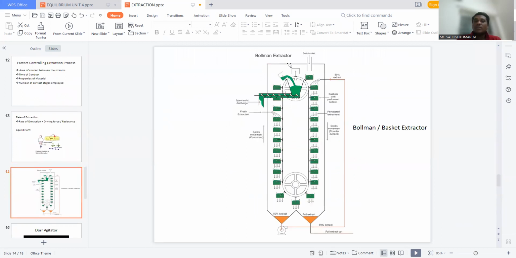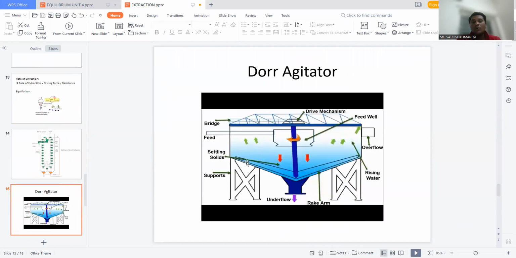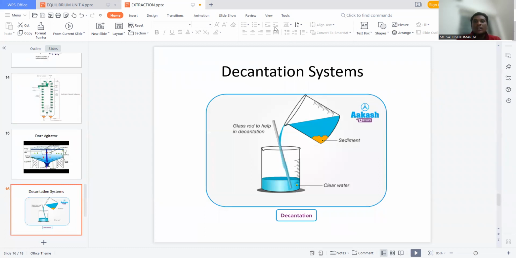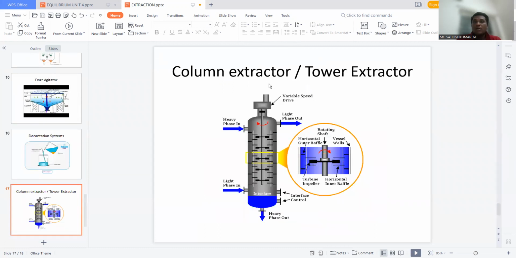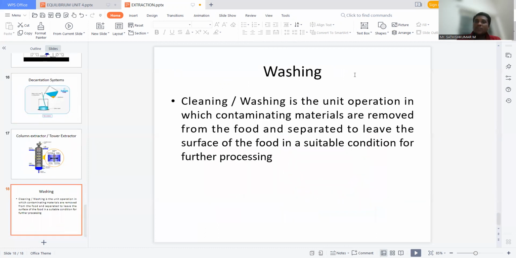The Bollmann extractor is a perfect example of a solid-liquid extraction process. The rotating disc contactor is a perfect example of a liquid extraction process. Decondensation systems are examples of liquid solvent extraction processes. Column extraction and tower extraction are other types of extractors.